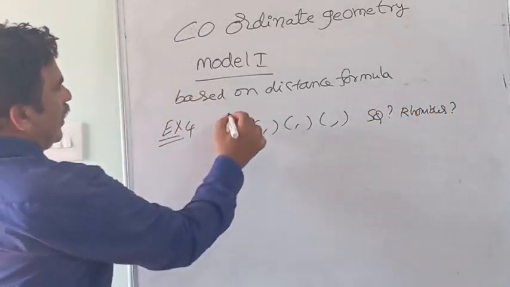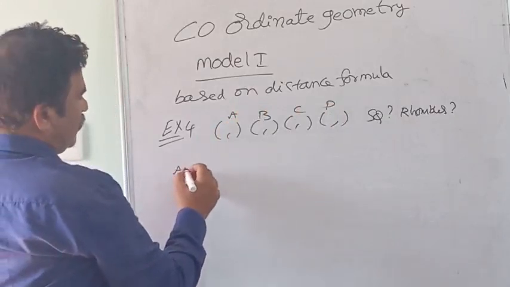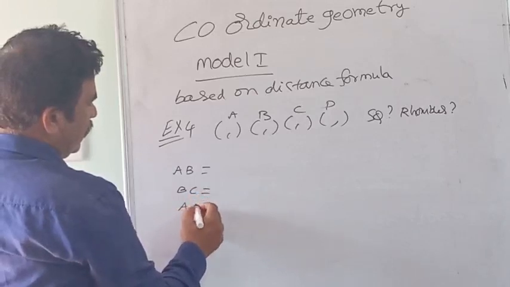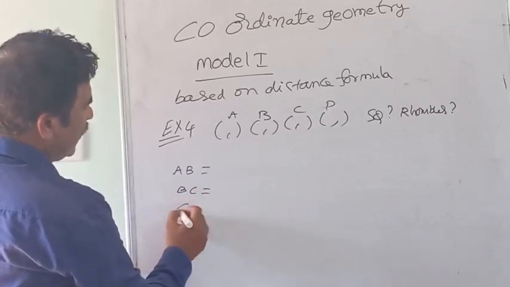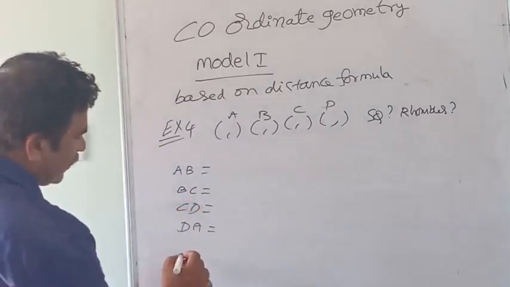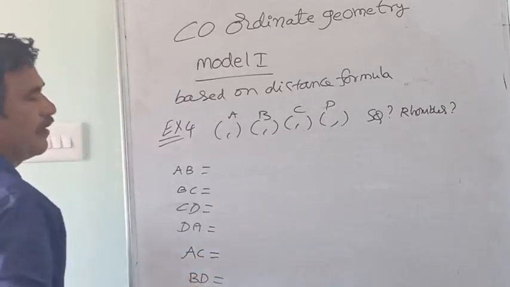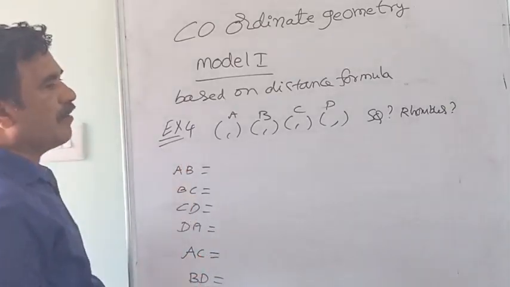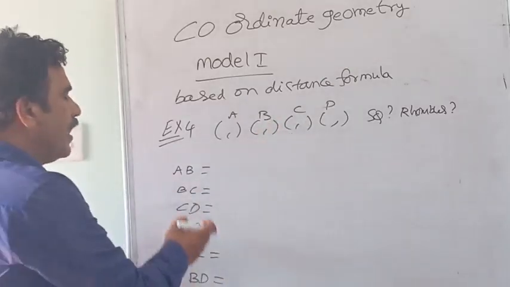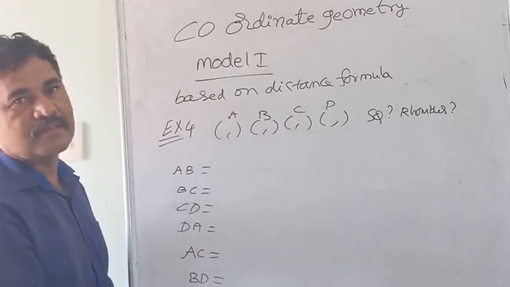In such a case, assume these points as A, B, C, D. Then find all the values: AB, BC, CD, DA, all sides. Then find the diagonals AC and the other diagonal BD. If all sides are equal and diagonals are equal, then it is a square. If all sides are equal but diagonals are not equal, it is only a rhombus.